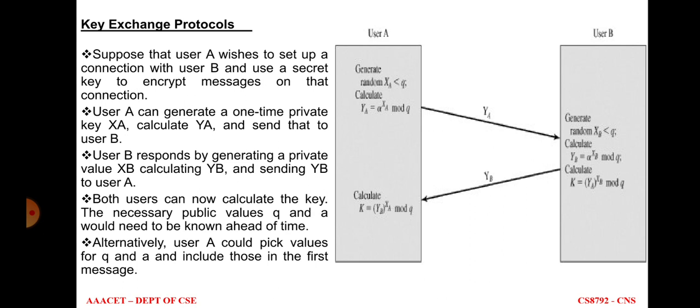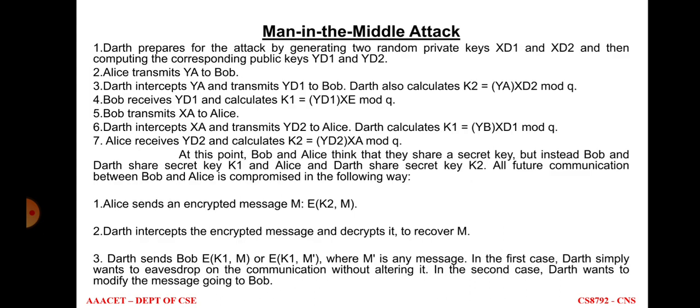In the same manner, user B calculates the key value by using the value of ya, because the ya value is passed from user A to user B. So this is the process of the key exchange protocol. In this there is one problem, an attack, that is the man in the middle attack.